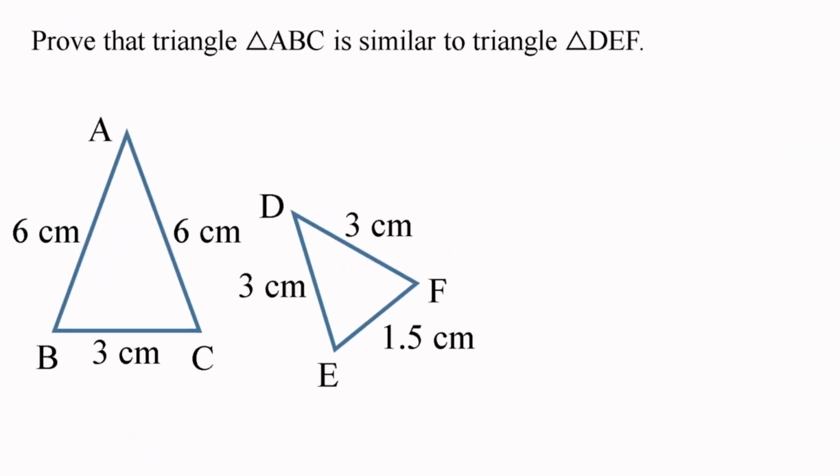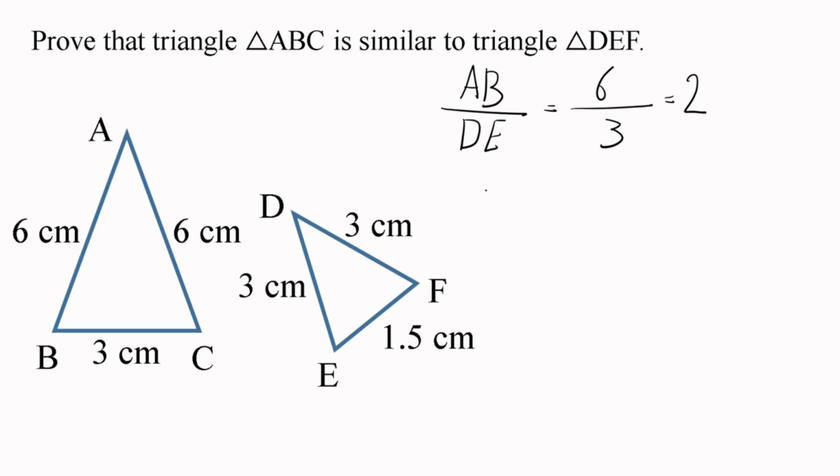We want to prove that triangle ABC is similar to triangle DEF. And it's gonna be easy. Look, I have the length of sides and I do not have any information about the angle. So I can realize that I need to use third method, last method, which is SSS. So let's find the ratio of AB from the first triangle over the corresponding side from the second triangle, which is DE. It's gonna be 6 over 3 or 2.